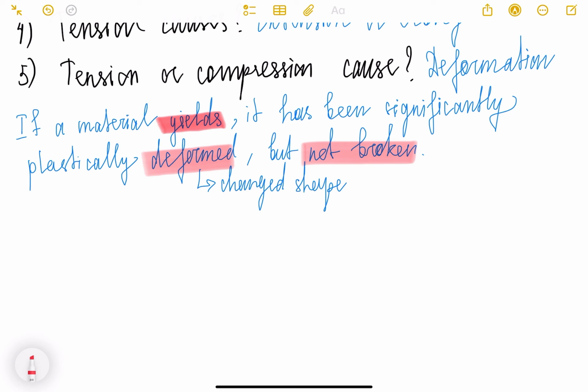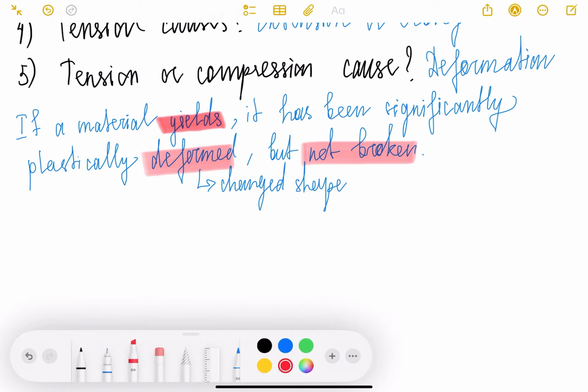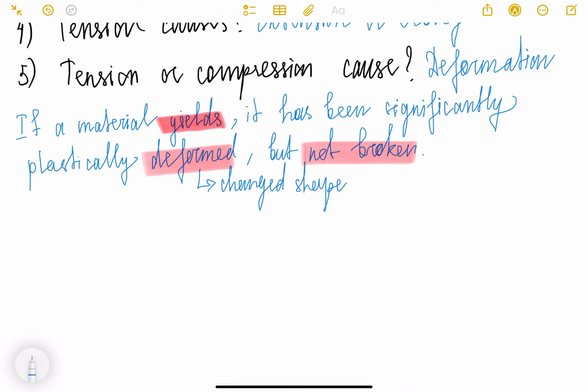It has been extended to a point before its elastic limit. I think we have to write this too. Like, I don't understand.